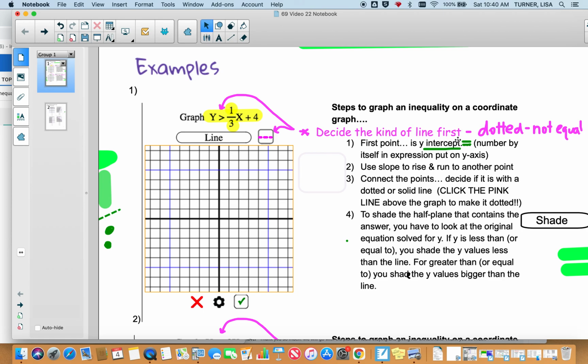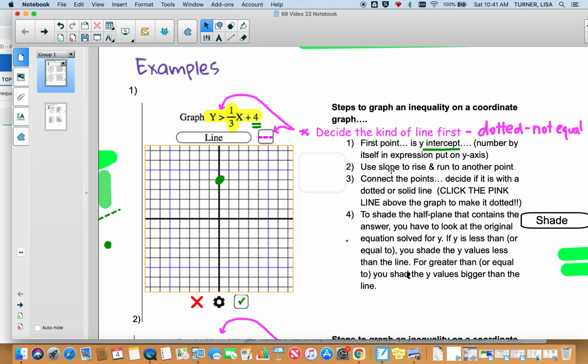And then you are going to graph the first point, which is the y-intercept. And so the y-intercept in our case here is always the number by itself, and that's what it says in your notes as a reminder. And so we're going to put a point. I'm putting a nice big point here at 4, 1, 2, 3, 4, at number 4 on the y-axis.